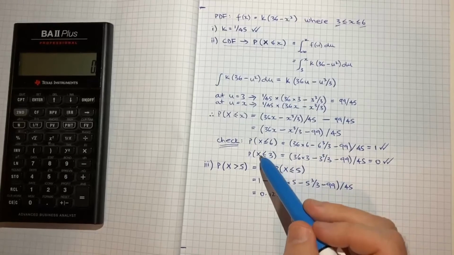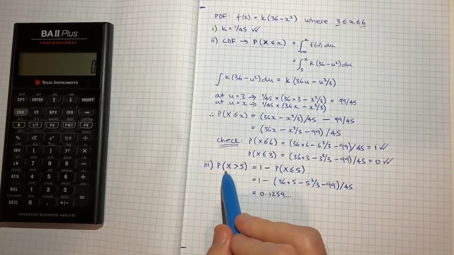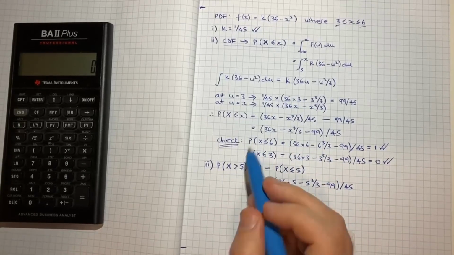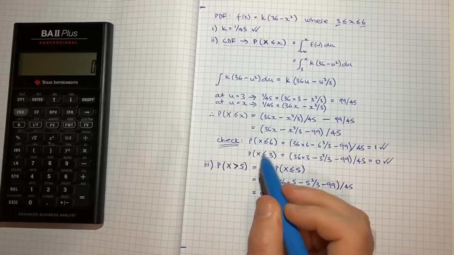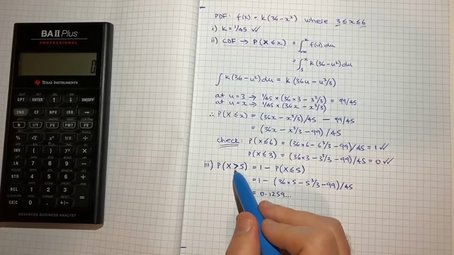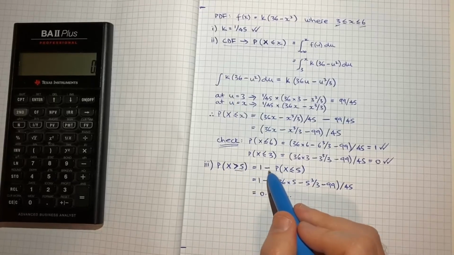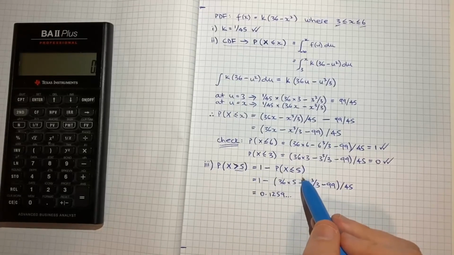But once you've got your cumulative distribution function, you can then use that to work things out, both less than or equal to or greater than. The only thing you need to remember is that if you're finding the probability of greater than something, that's just 1 minus the probability it's less than or equal to something.